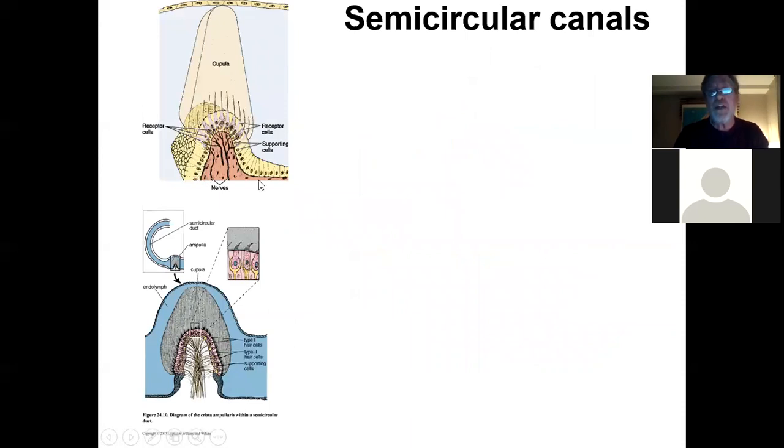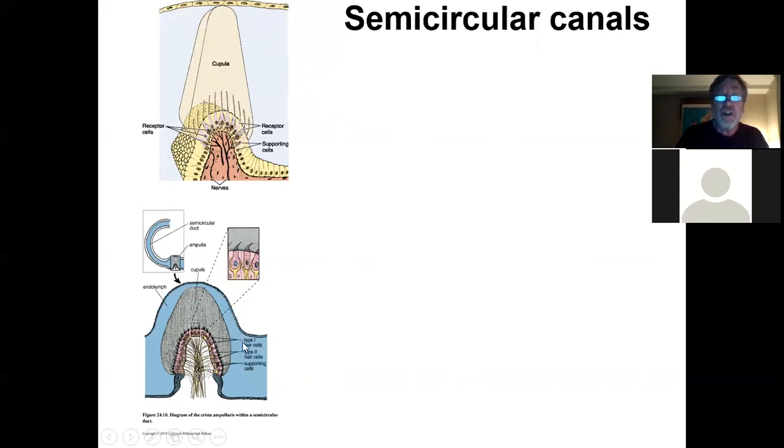Inside there you have a ridge inside of each one of those called cristae, the ridge. And again, you've got type 1, type 2 hair cells. You always have different kinds of hair cells. See the semicircular canal? Ending in that bulbous area. And inside the bulbous area is a little hill called the crista. And on top of the crista, you have the cupula. That's the gelatinous mass again.